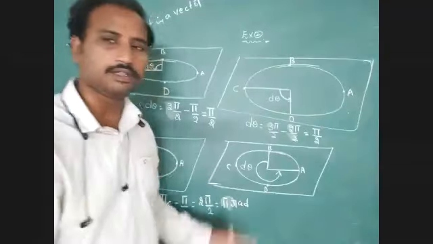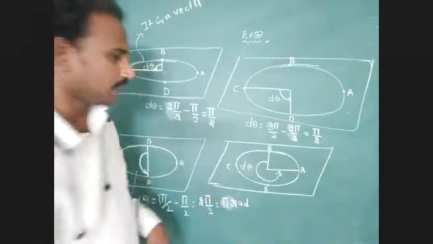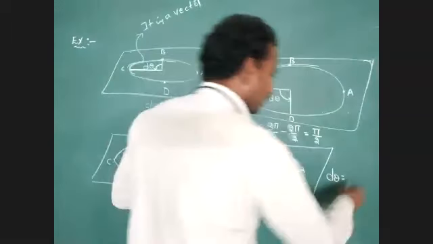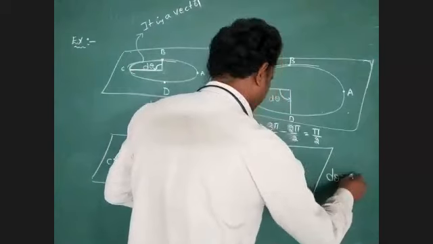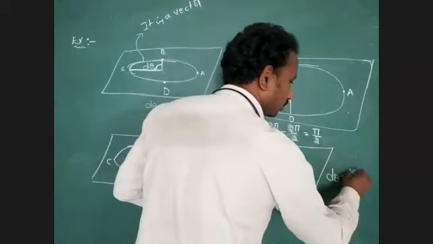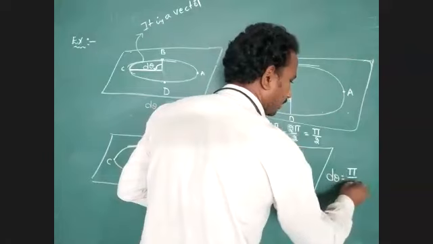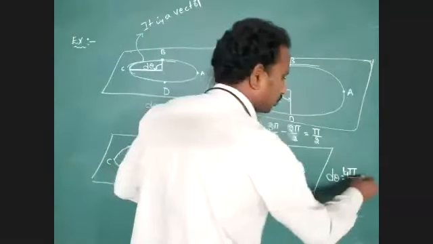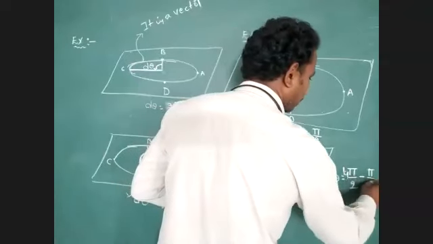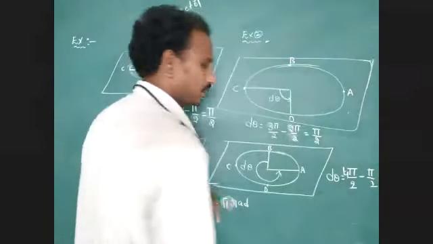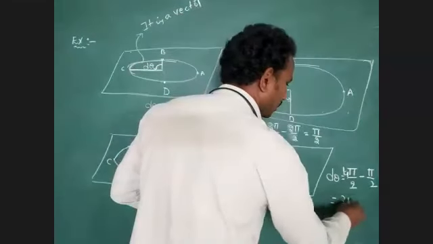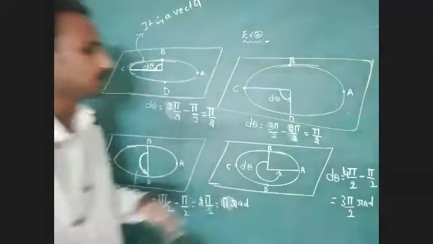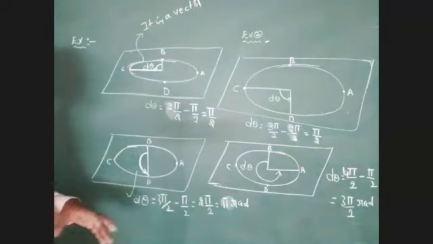Here you have to find the angular displacement d theta. Initial angle in radians is pi by 2. Final angle is 4 pi by 2. 4 pi by 2 minus pi by 2 equals 3 pi by 2 radian. Like that, you have to find the angular displacement in a circular path.